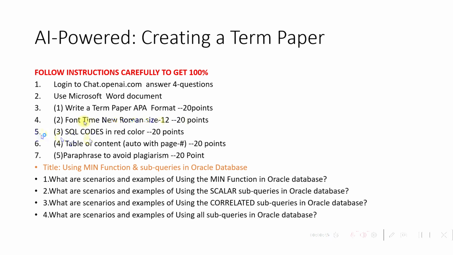5. SQL codes in red color is 20 points. 6. Table of contents, auto with page number, 20 points. 7. Paraphrase to avoid plagiarism, 20 points. The title for the term paper is using minimum function and subqueries in Oracle database. The first question: what are scenarios and examples of using the minimum function in Oracle database?